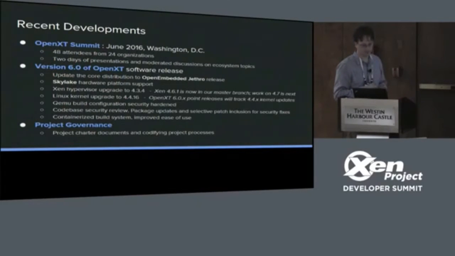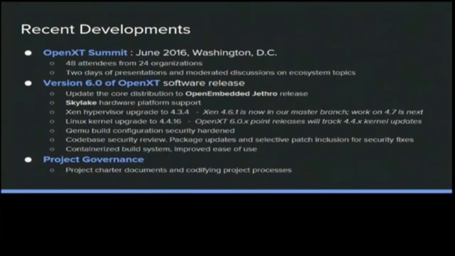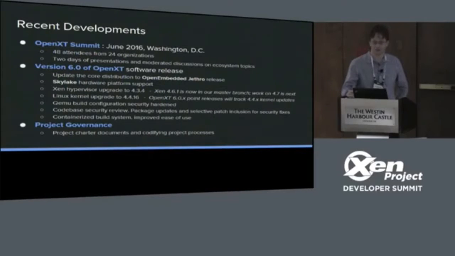And the things that we managed to build into version 6 were major uprevs in a bunch of core components. So the Xen hypervisor upgrade to 4.3, Linux kernel upgrade to 4.4.16, which was the tip of the 4.4 kernel tree at the point we locked down. QEMU had its build configuration tightened up to harden that. The major benefit of uprevving most of the platform components was enabling support for Skylake hardware platform.